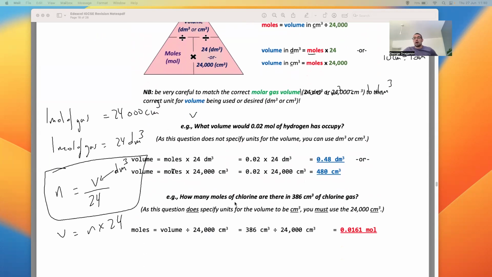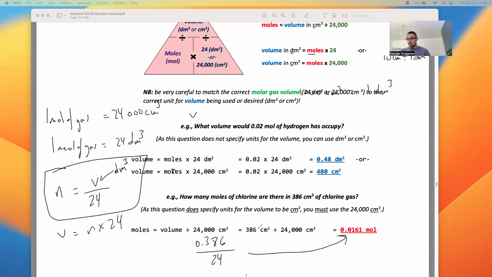One last example. How many moles of chlorine are there in 386 centimeters cubed of chlorine gas? So what you do is you find moles by doing V over 24. V is in centimeters cubed, so I would first divide it by 1,000. So I would get 0.386. Then I would divide it by 24, and I'll get this answer.